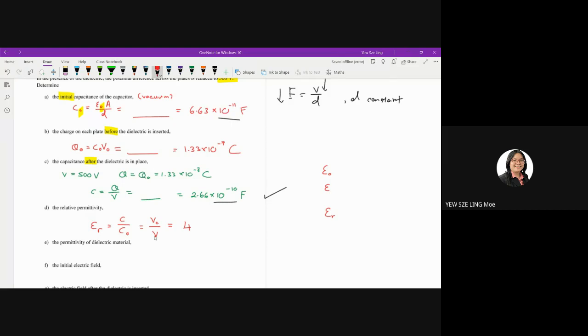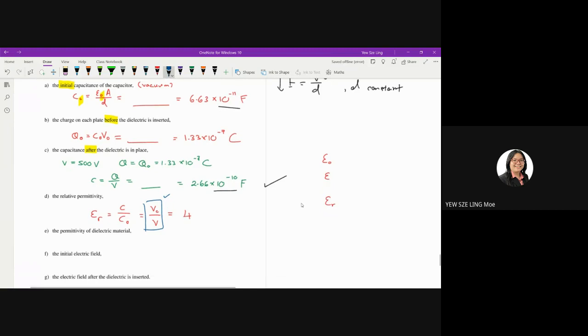But now because we throw the battery away, we disconnect the battery, yes, we can use this one. So it depends on whether the battery is connected or not. If it is connected, then you cannot use V0 over V. But now the battery is disconnected, then yes, this is all right. This is valid. So for epsilon R, you have two equations that can be used. It's up to you which one you want to use.